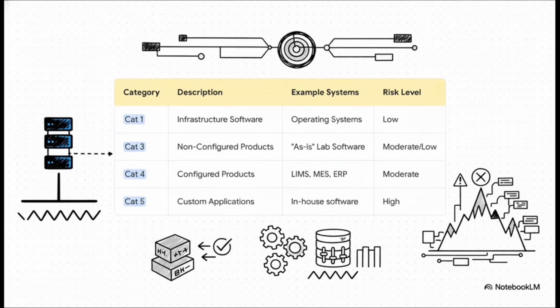You've got Category 1, that's your basic infrastructure, operating systems, databases. The risk is low. Then you jump to Category 3, which is off-the-shelf software you use as is. Category 4 is where a ton of our systems live. It's software that you buy and then configure for your needs, like a LIMS or an MES system. The risk starts to climb. And finally, you have Category 5. This is the high-risk stuff, custom software that you built from scratch.